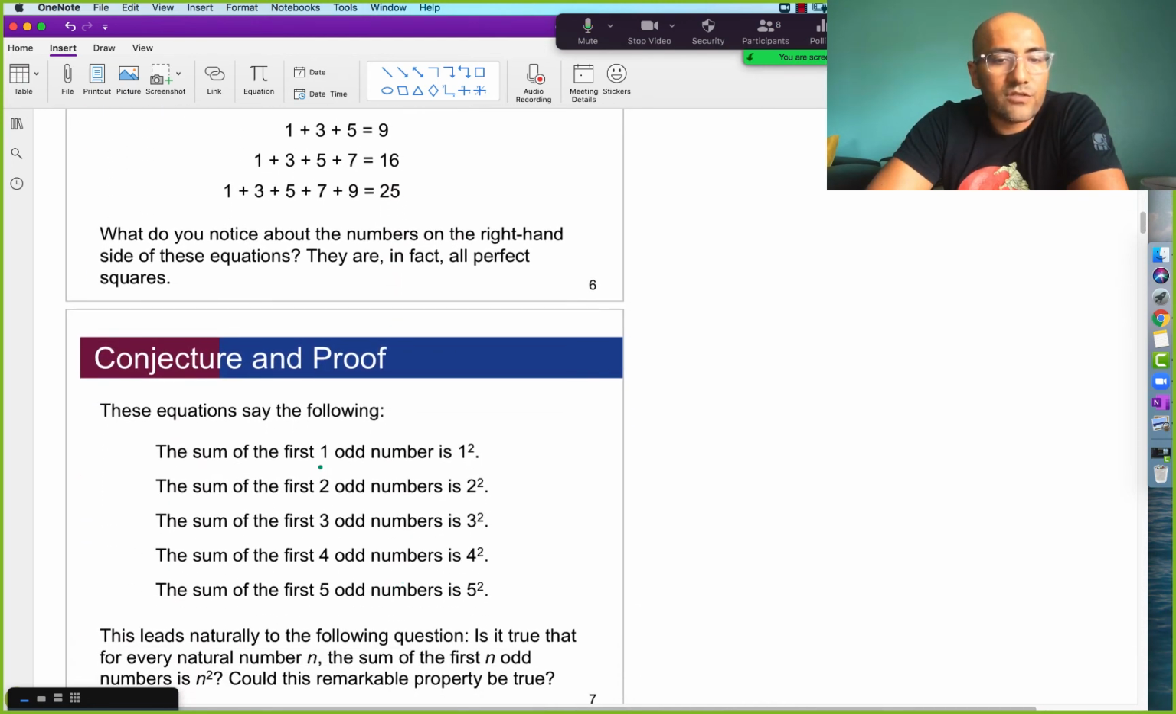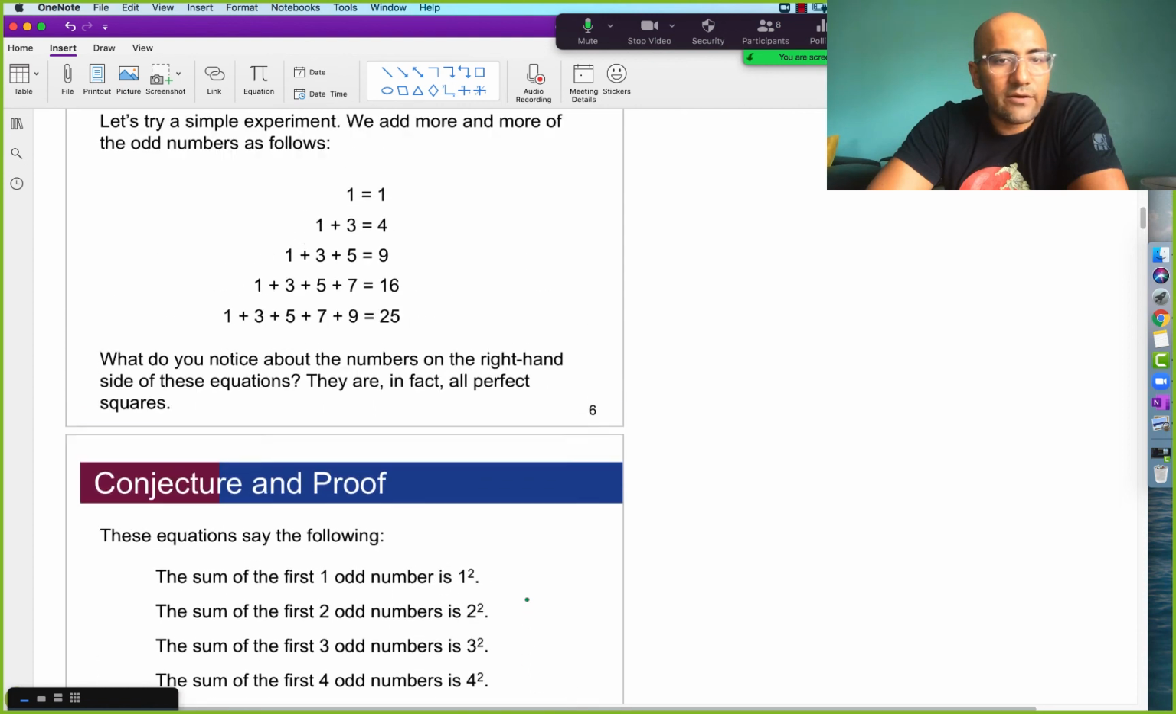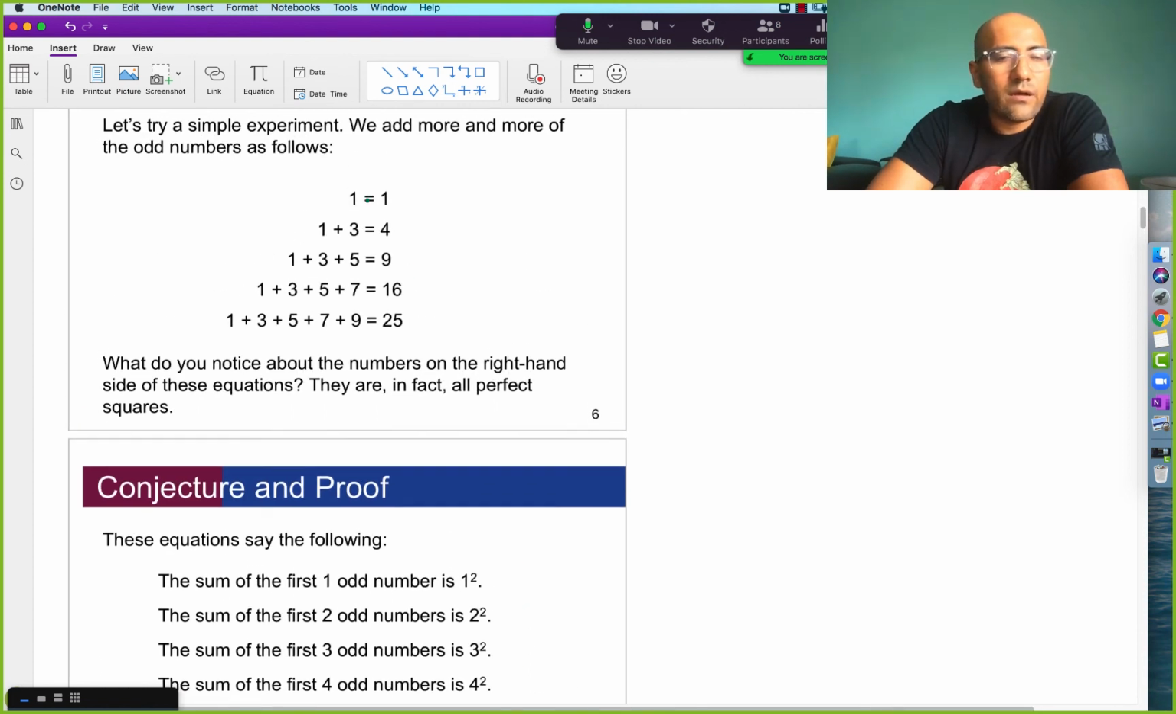The sum of the first odd number is 1 squared. The sum of the first two odd numbers is 2 squared. The sum of the first three odd numbers is 3 squared, and so on and so forth, right? So it's this pretty little pattern, and the thought is, well, maybe that only works for the first 4 of them. Maybe if I add the first 6 odd numbers, it won't work anymore.